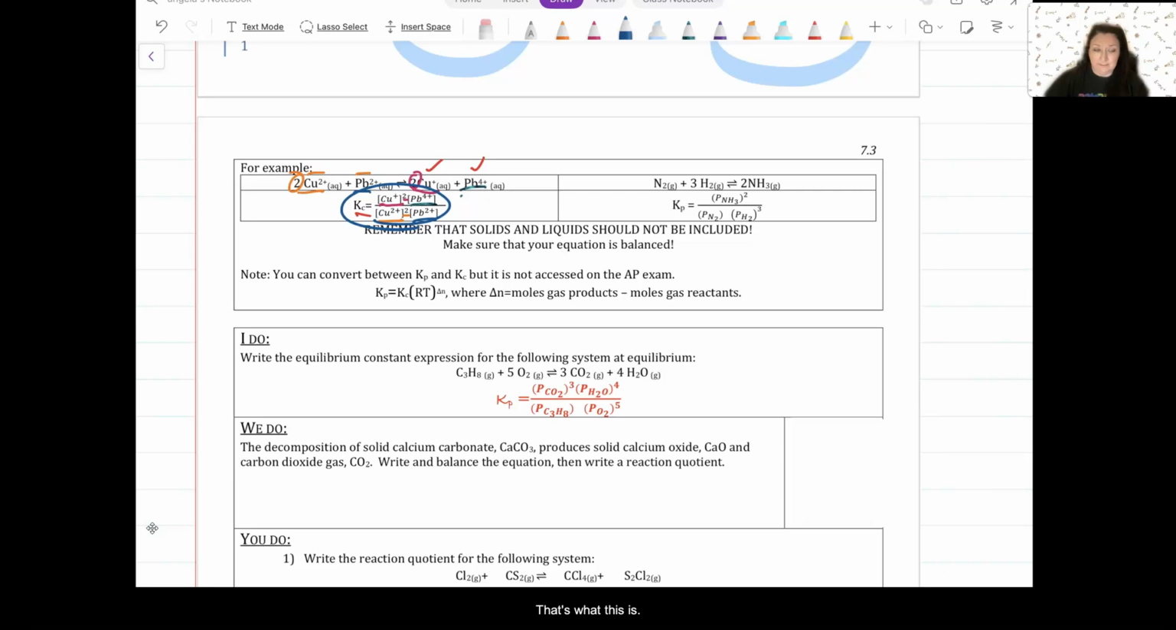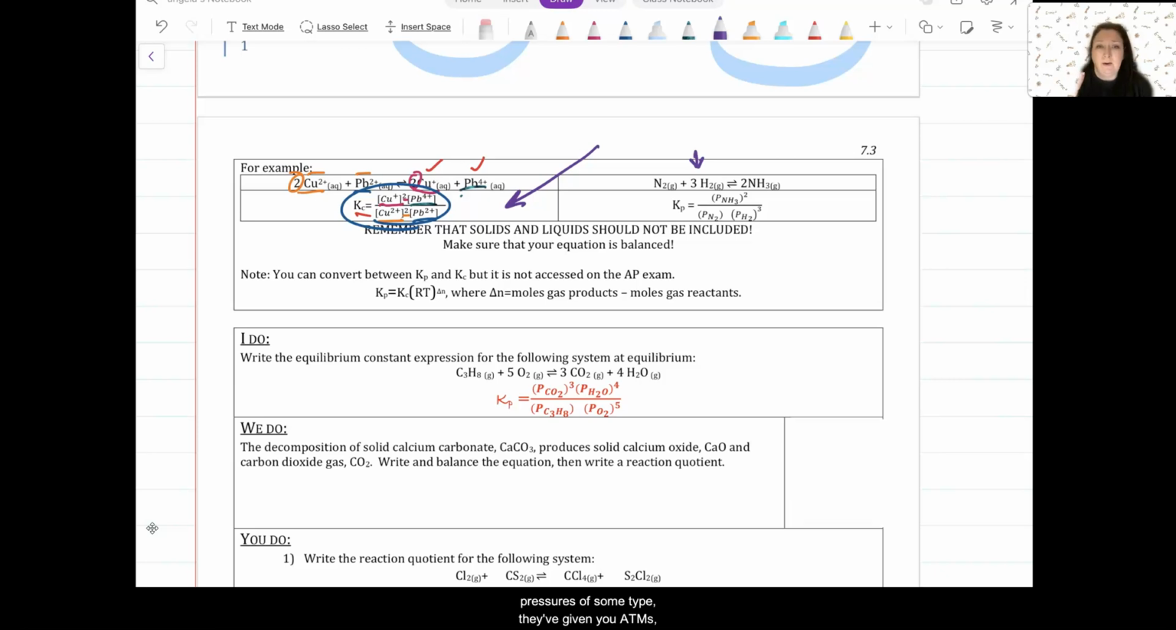That's what this is. And if you have gases, and let's say, for example, if you have this equation, they could give you concentrations, which means you have to write one of these, because gases can be either pressure or concentration. So if they give you an equation that's all gases, don't just think it's going to be a KP, because they'll sometimes trick you with that. It could be a concentration expression, so watch out.